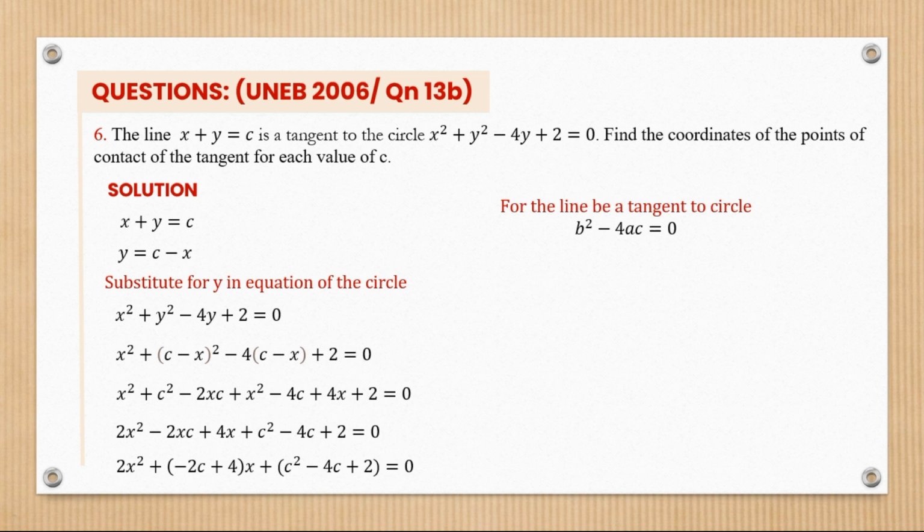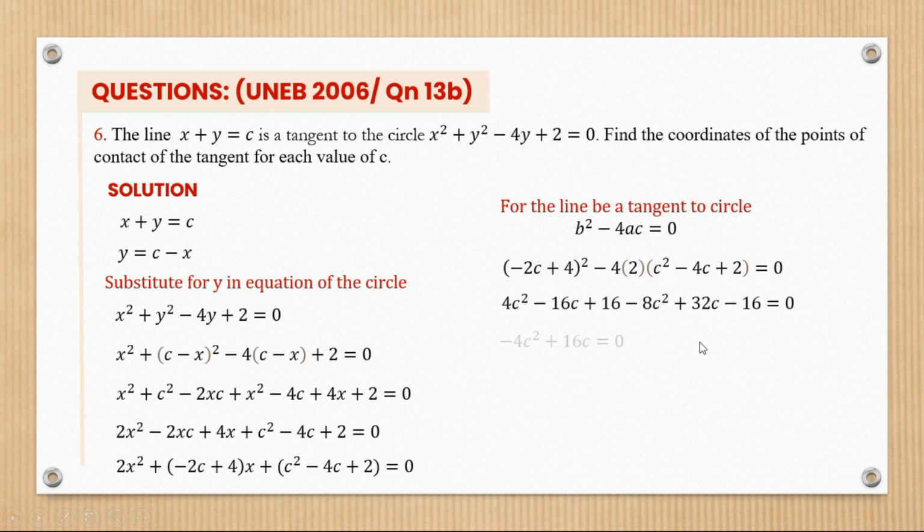Now I can see that for the line to be a tangent to the circle, this condition must be satisfied. In this quadratic equation, the coefficient b is represented by this, the coefficient a is represented by this 2, then the coefficient for small c is represented as that. Plug those in, and simplify further, and I'll be left with negative 4c squared plus 16c being equal to 0.